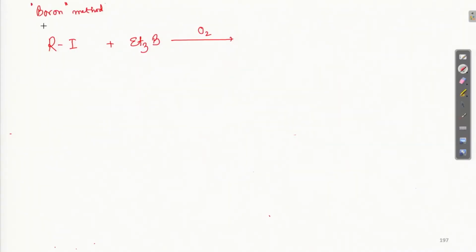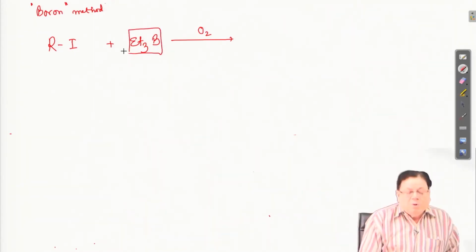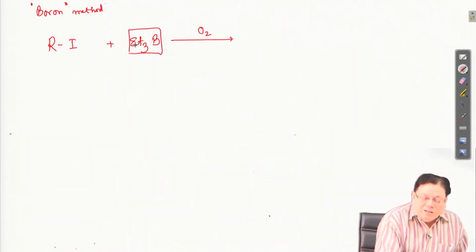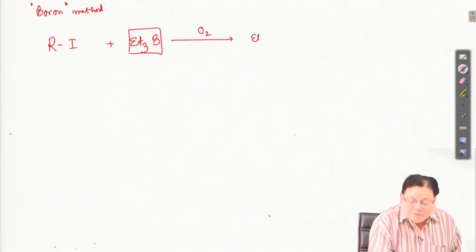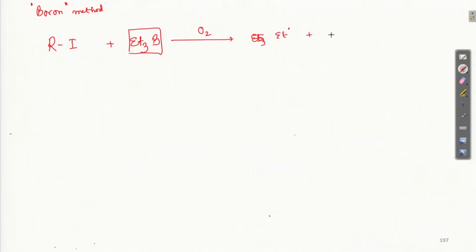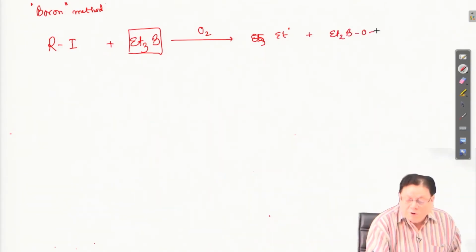So, now we are talking about the boron method. So, what is the boron method? Triethylborane and oxygen. What happens? Triethylborane in presence of oxygen generates an ethyl radical plus diethyl boron peroxy radical.